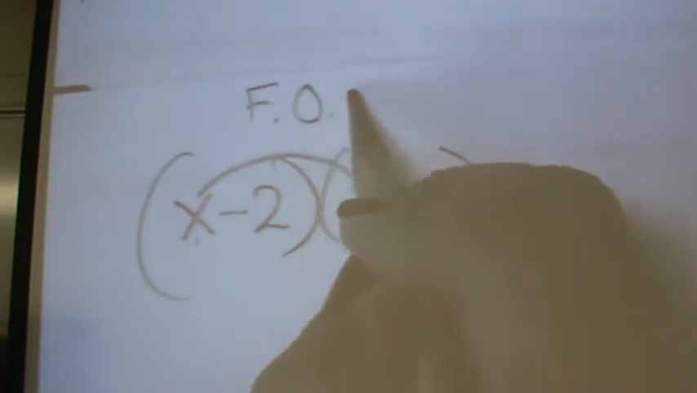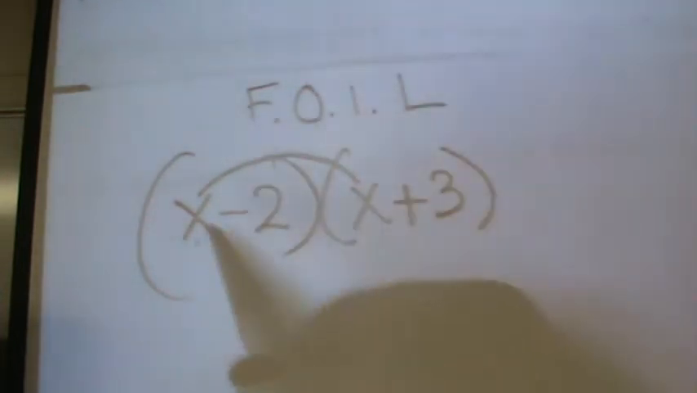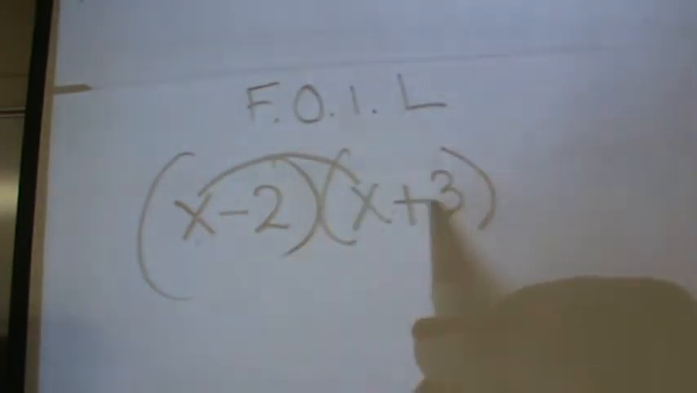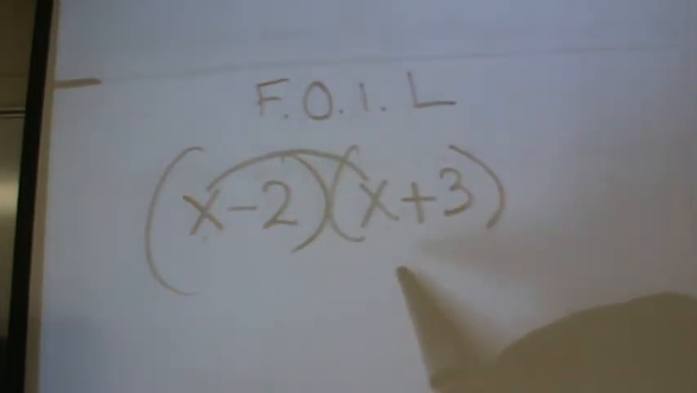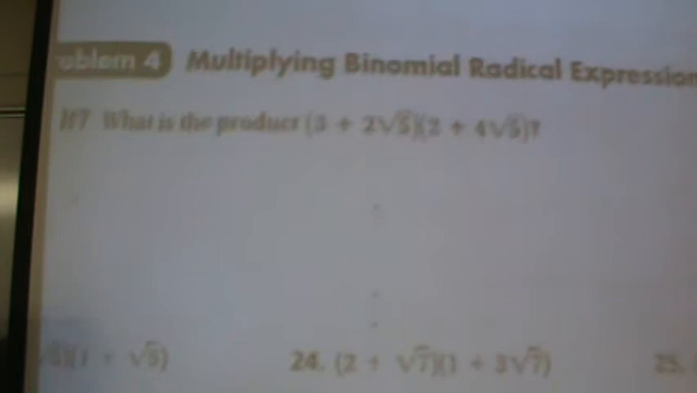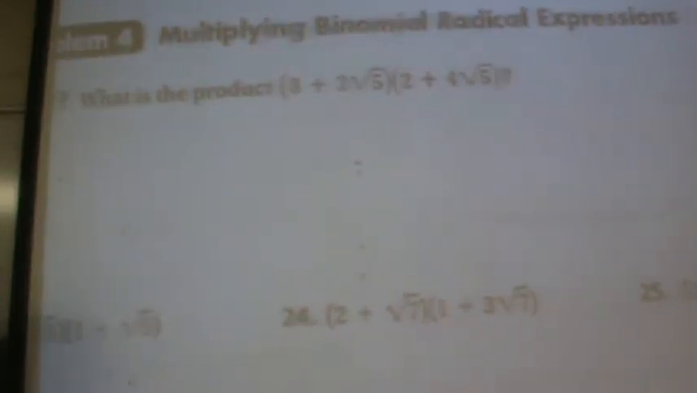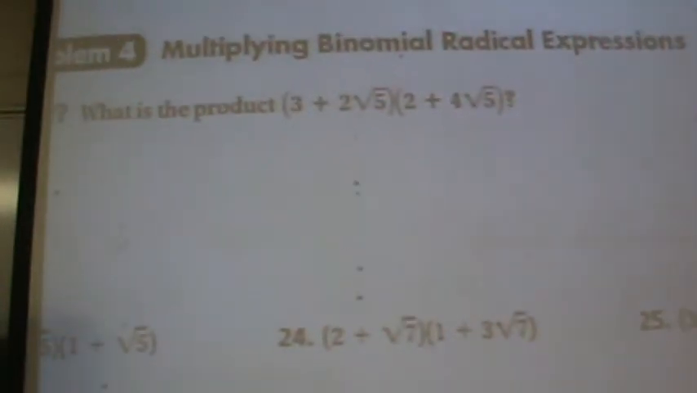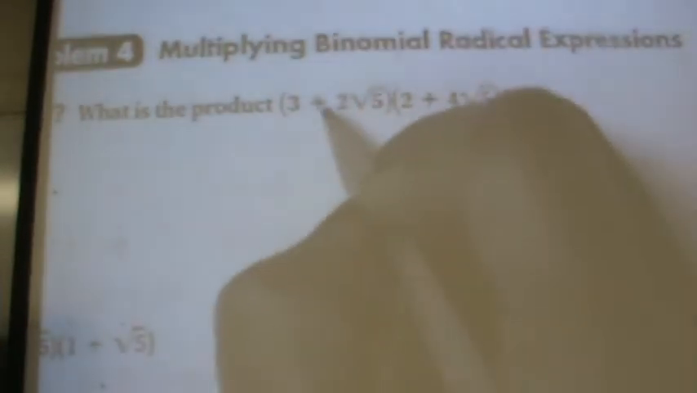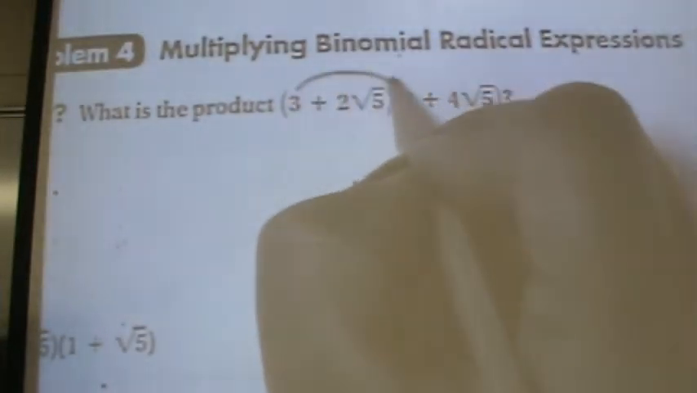FOIL stands for what? First, outer, inner, last. You multiply the first two terms, you multiply the outer, the inner, and the last. Okay, remember that? So what do you think you're gonna do with this? It involves radicals. Same thing. You're going to multiply the first two. What are the first two?